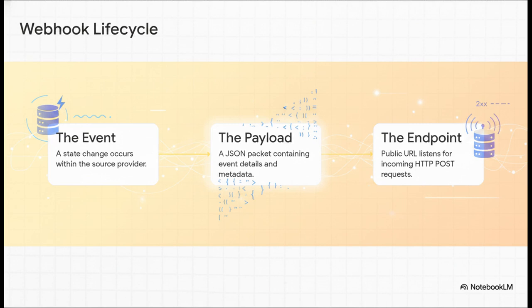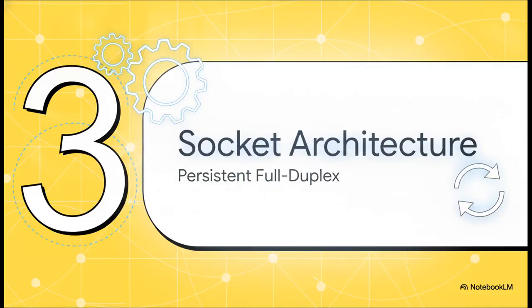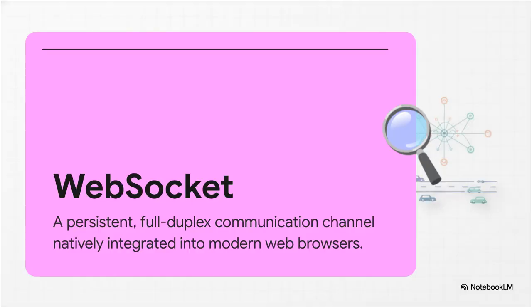And step 3 is the receiving endpoint. That's a public URL exposed by the destination application, designed exclusively to listen for incoming HTTP POST requests. The moment the receiver processes that request and returns a 2xx HTTP status code, boom, that connection is immediately terminated. Okay, part 3, the architecture of WebSockets, persistent full-duplex communication. Now, what if you need an ongoing conversation rather than just a one-off notification?